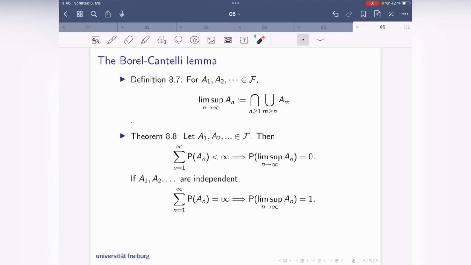There is also a lim inf, which is just defined the other way around. So you have a union over intersections, which is something completely different.